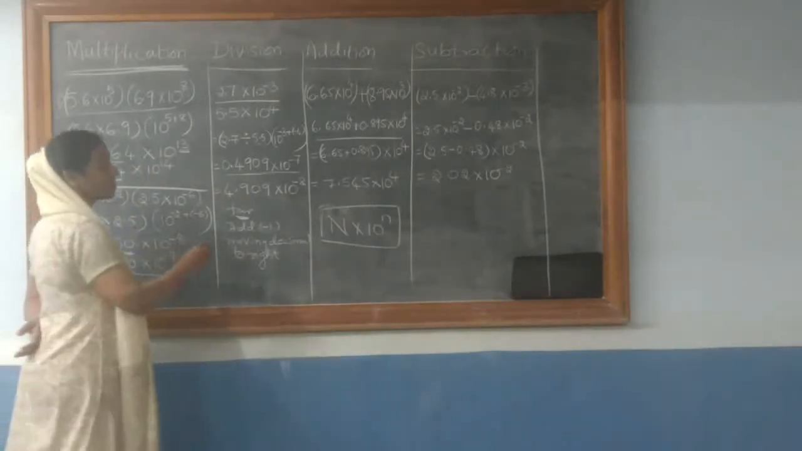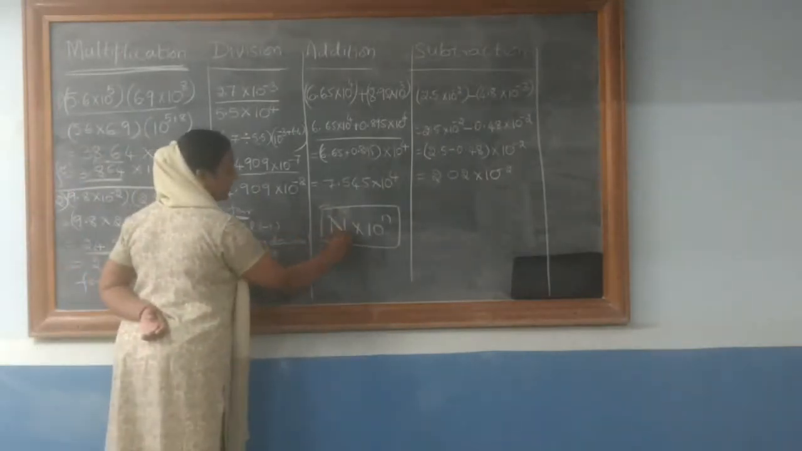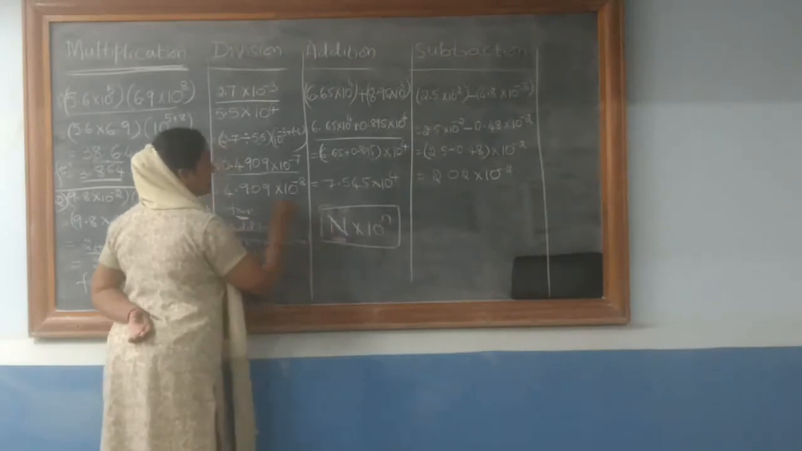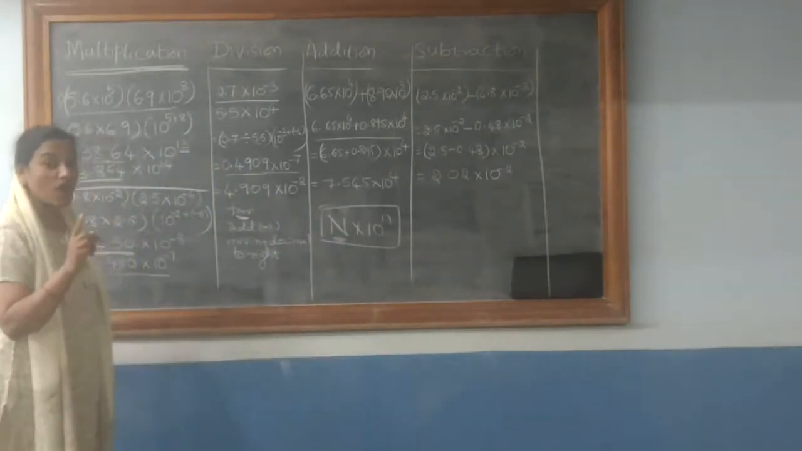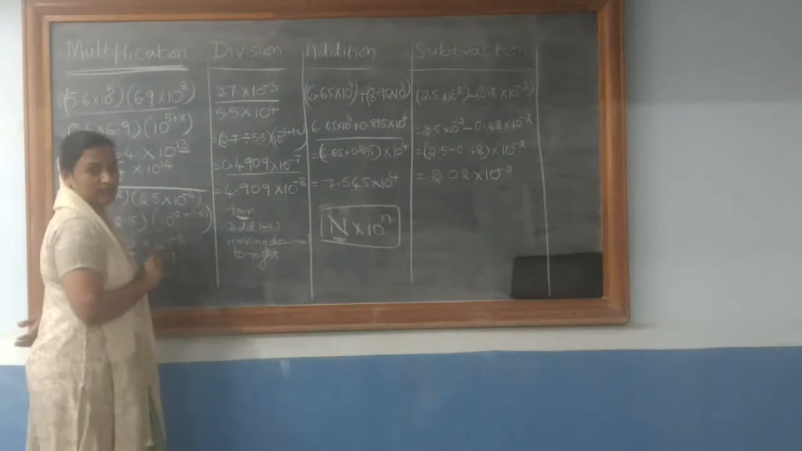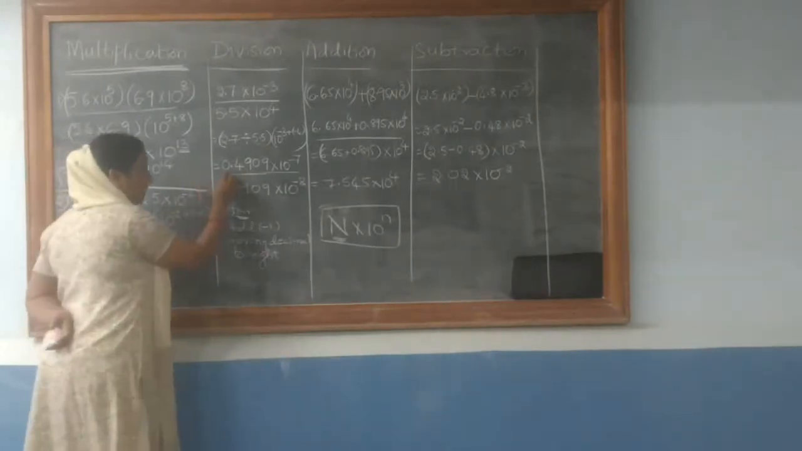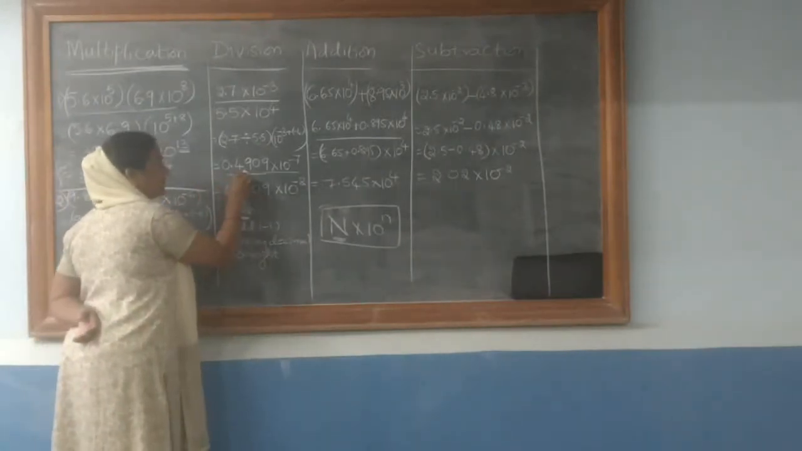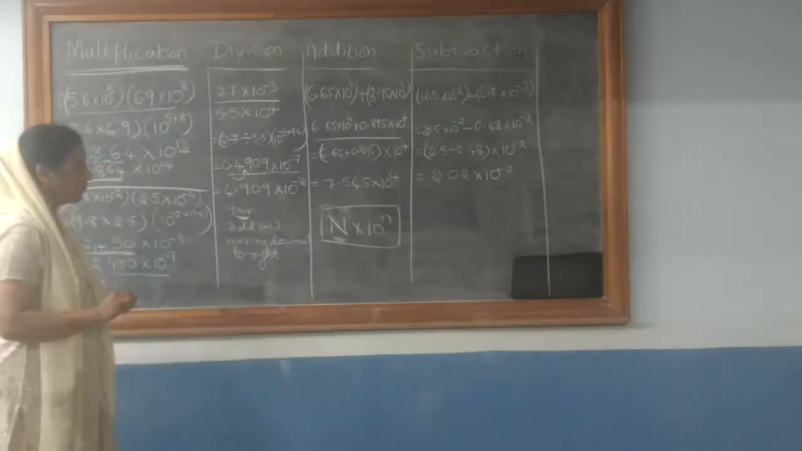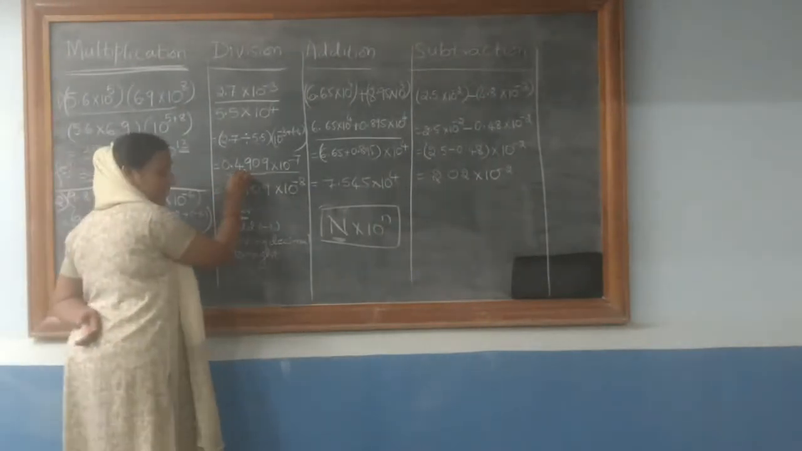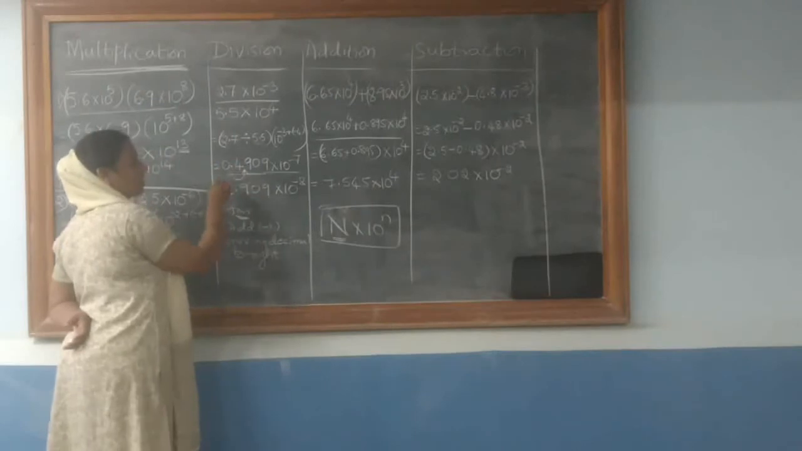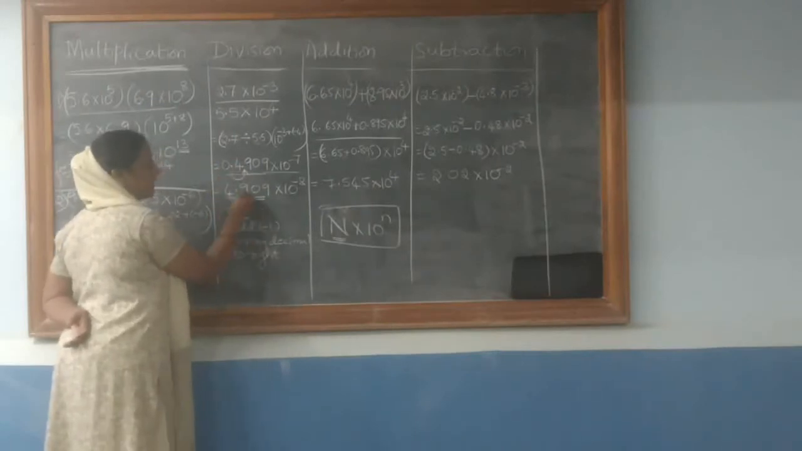Once again, it is not in the form of capital N into 10 raised to n. This indicates there should be a single non-zero digit to the left of the decimal. You need to move one place to the right hand side, so as to get a single non-zero digit, that will be 4.909.